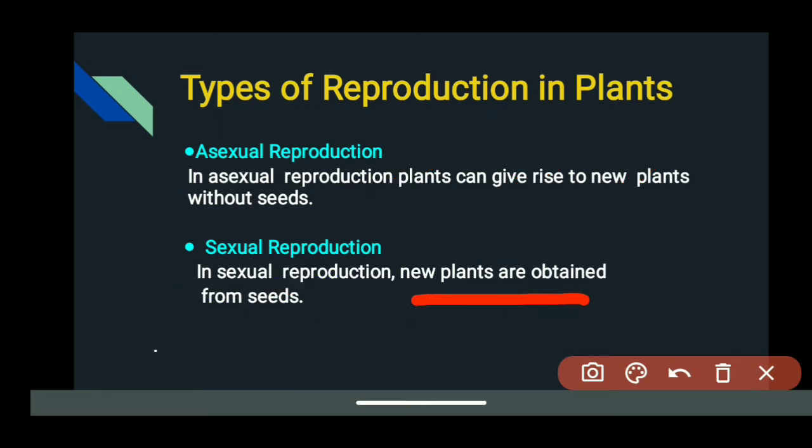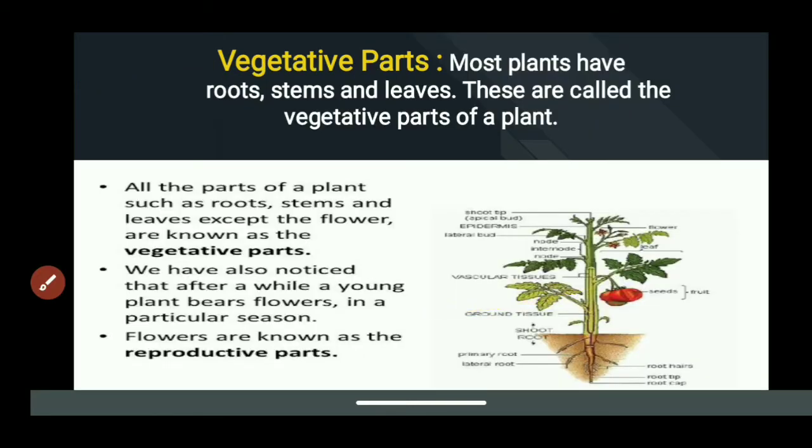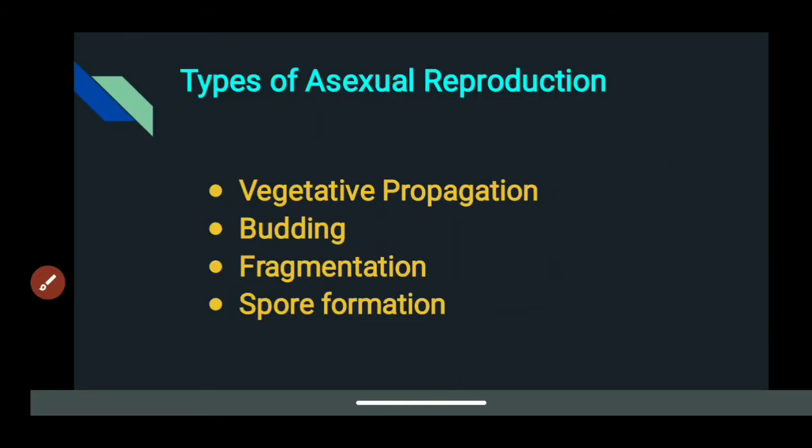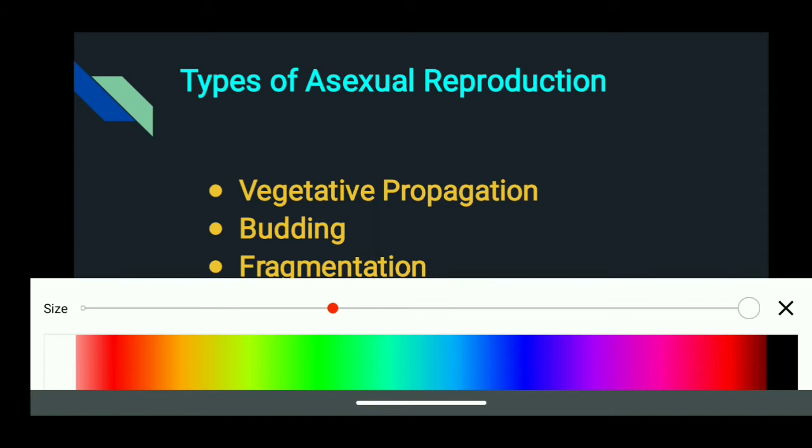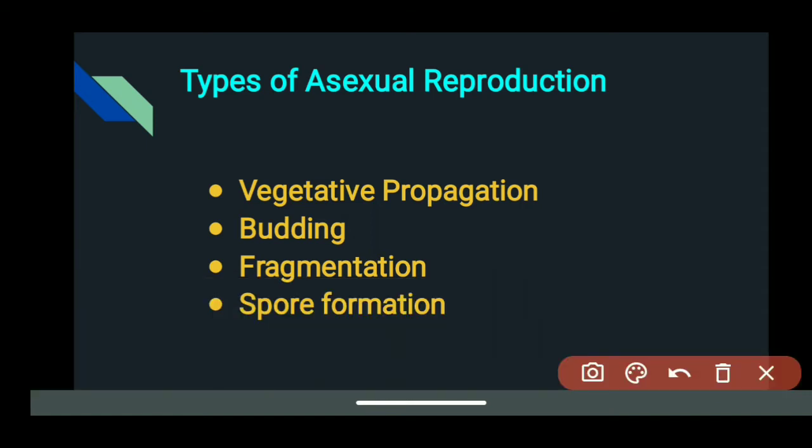Okay, moving on. Types of asexual reproduction. In asexual reproduction we have many types, and among them today we are going to learn about vegetative propagation, budding, fragmentation and spore formation.